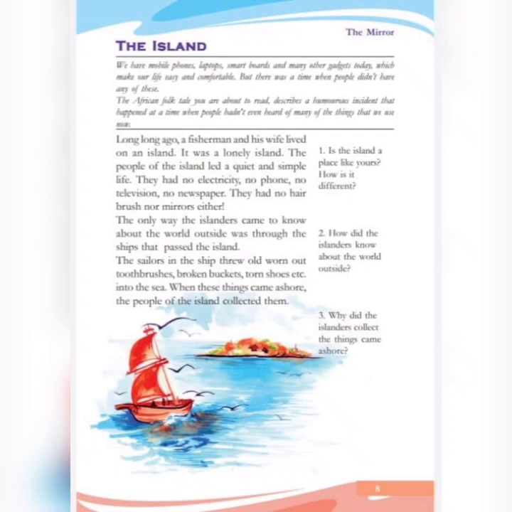Then the main points in the passage are: the fisherman and his wife lived on an island. They had no electricity, phone, television or newspaper. They had no hairbrush or mirror either. The island is a lonely place. The islanders collected old buckets, torn shoes and toothbrushes from the sea, etc. Okay? Now, I think all of you got an idea about this passage. Am I correct?